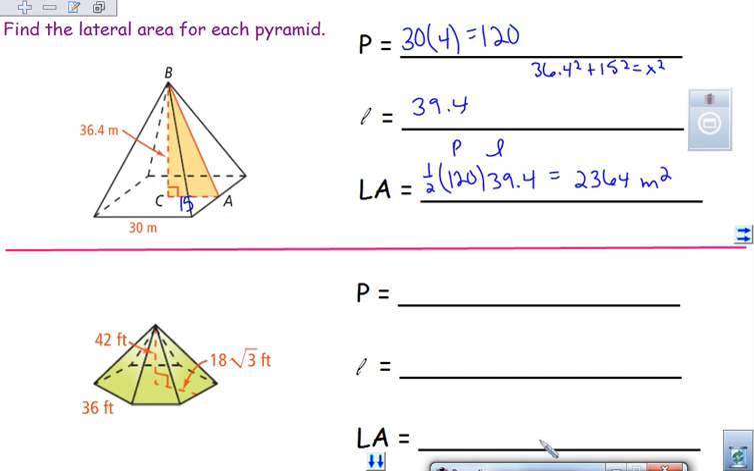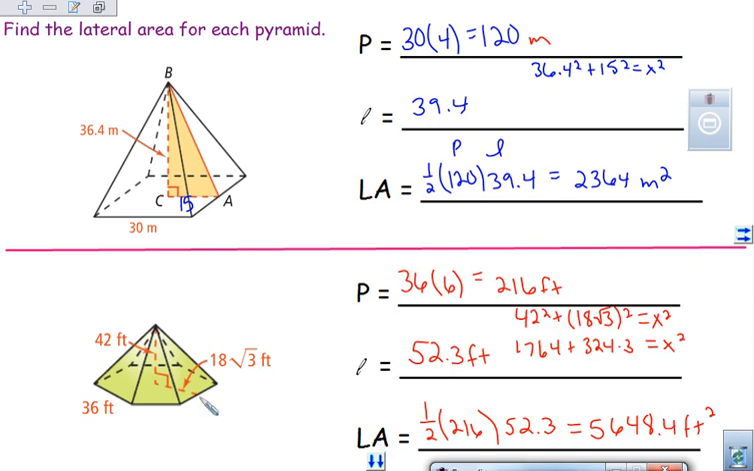In the top example, we find our perimeter as being each side of 30 times 4 sides gives us a perimeter of 120 meters. To find our slant height, notice it's missing. It's this side BA. We need to use the Pythagorean theorem. So we have 36.4 squared plus 15 squared equals x squared, and 15 is half of that 30. And we get 39.4. Our lateral area is 1/2 perimeter times the slant height. So that's 1/2 120 times 39.4. Double check that you got the same answer as I did.